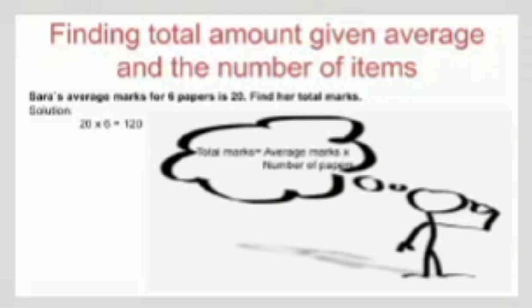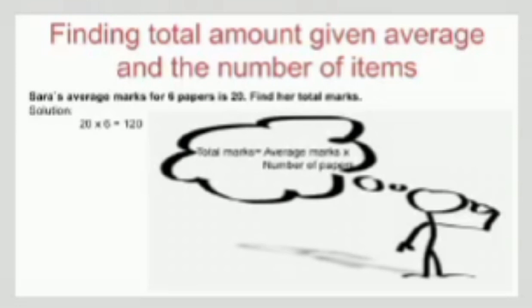It means that she had gotten 20 marks in each paper. So multiply by 6. When I multiplied 20 by 6, I got 120 marks. You can check your answer as well. Now you have the number of items, you have the average, and you have the total marks.